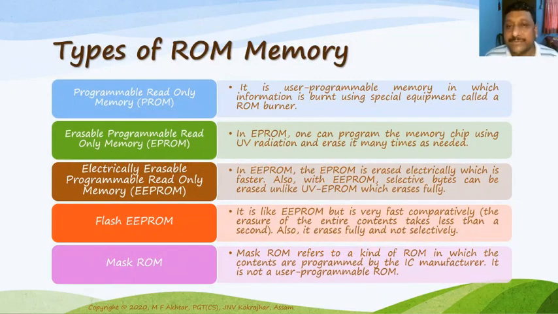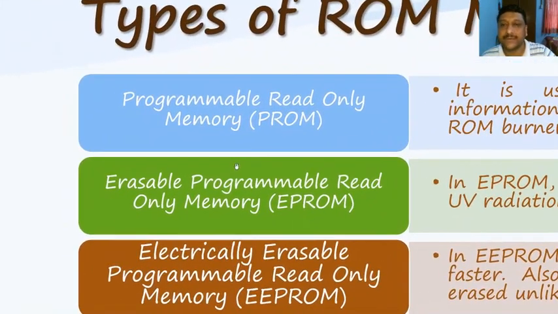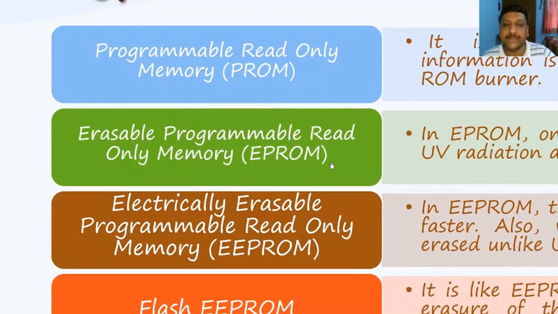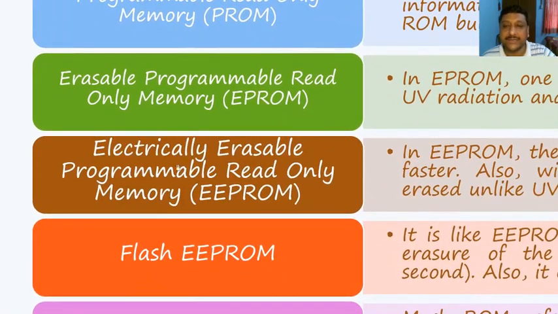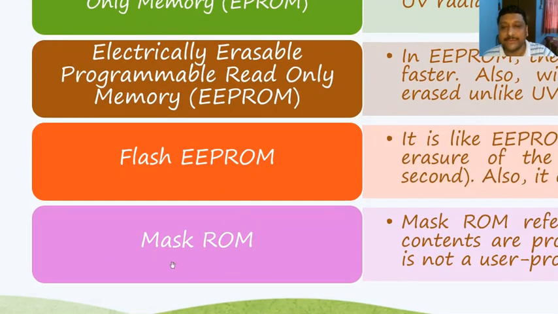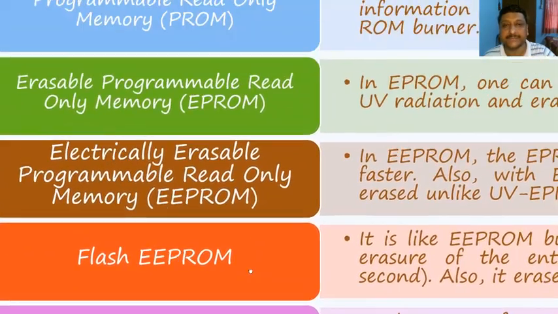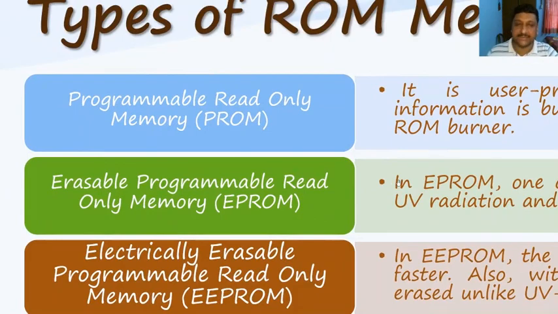Now come to types of ROM. There are so many types of ROM memory available. First of all, programmable read-only memory, PROM. Next is erasable programmable read-only memory, EPROM. Next is electronically erasable programmable read-only memory, EEPROM. Then flash EEPROM, then mask ROM. So many types of ROM memories, and some details are given here.